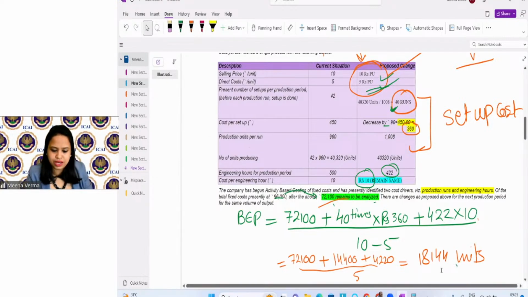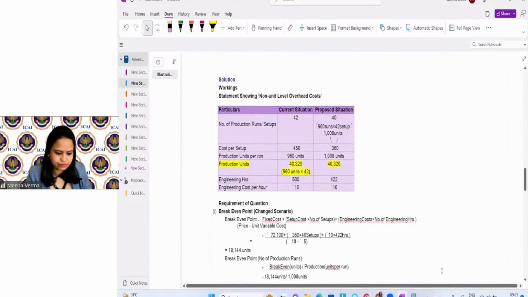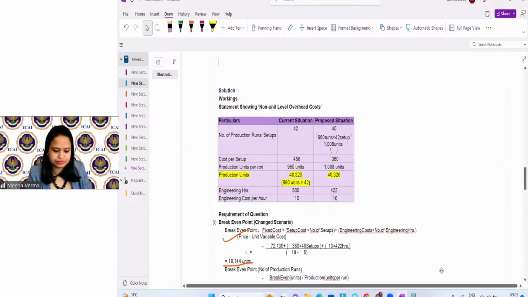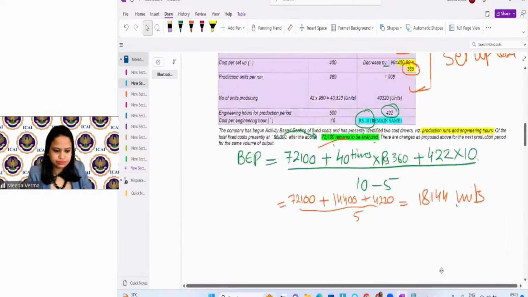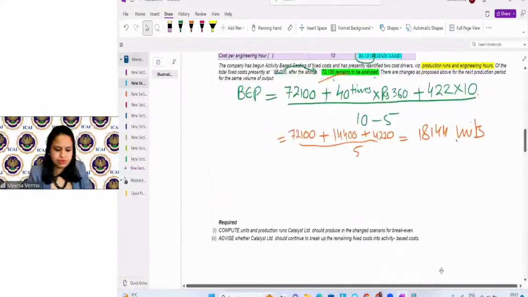So this is coming as 18,144. This is your break-even point coming here. So break-even unit is coming as 18,144 units, right? Okay, unit of break-even point. Now in the question, they're asking what the production run will be at the break-even point.